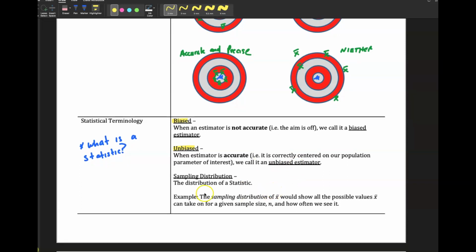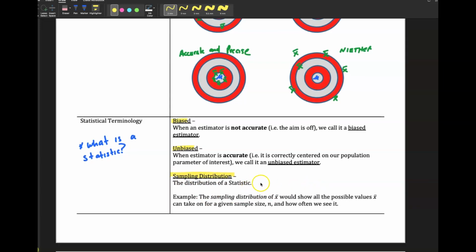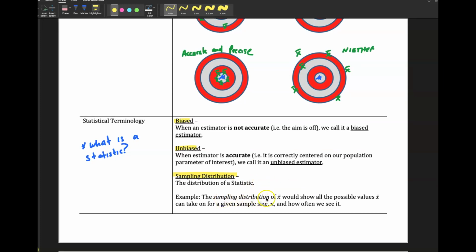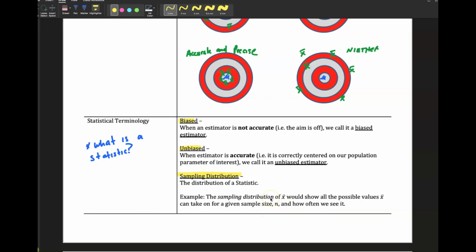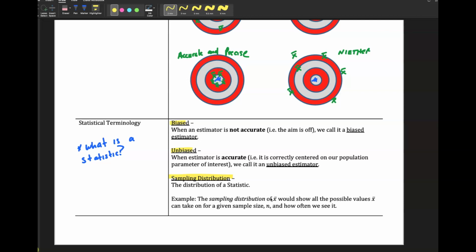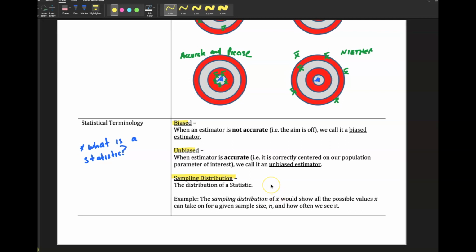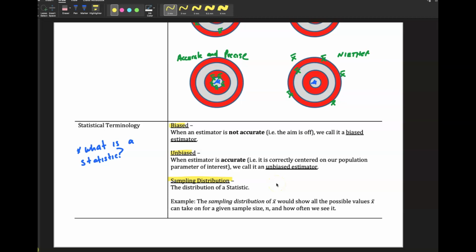And so we're going to put all this together with this section and study this idea of a sampling distribution. It's the distribution of a statistic, the sampling distribution of X bar, the sample mean, which shows all the possible values X bar can take given some sample size and how often we see them. So imagine doing a sample from a population and doing it multiple times. What would that distribution look like if we did multiple samples, not just one sample of 10? Let's say we did 30 samples of 10. What would that distribution look like? And that's what we're going to study here.